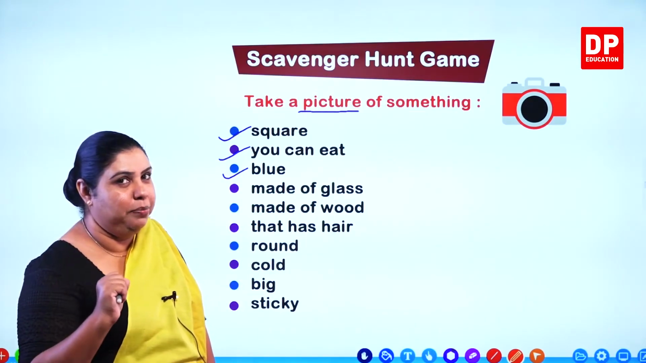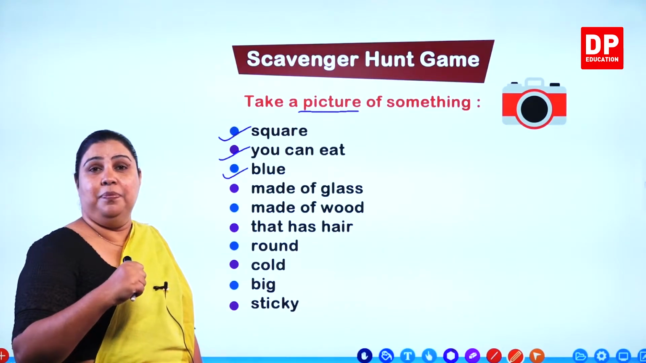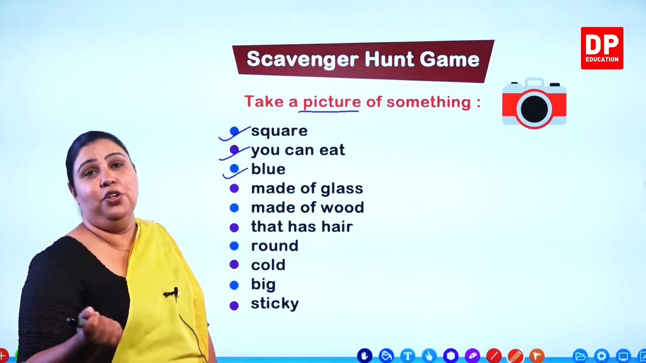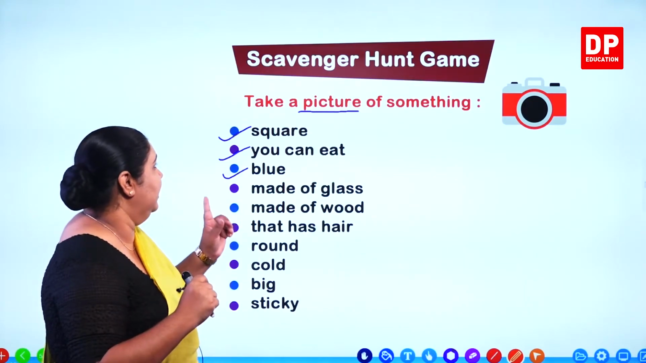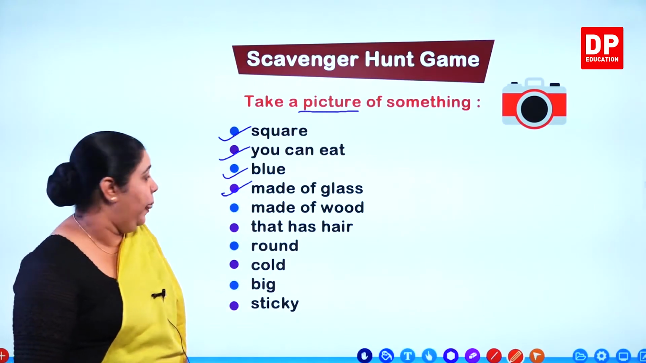Maybe a window, windows are made of glass, right? So you can take a picture of the window even, and then you can collect it in the list of your scavenger hunt game.